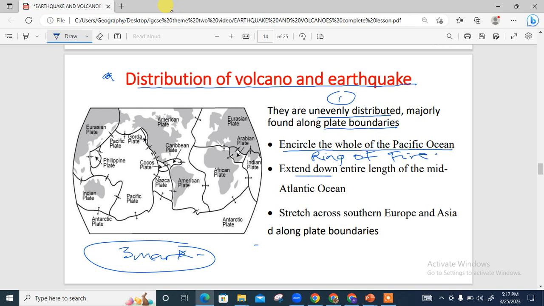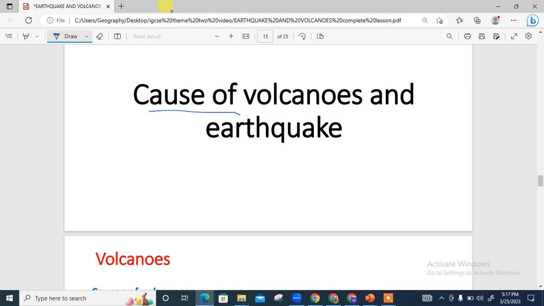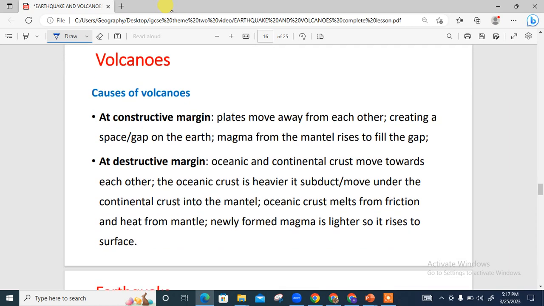Now, it extends down the entire length of the mid-Atlantic ridge, and it also stretches across southern Europe, Asia, along plate boundaries. So that's just it. So now let's look at causes of volcanoes and earthquakes. So volcanoes, let's start with volcanoes. I just had to bring this out, but we've explained it already.